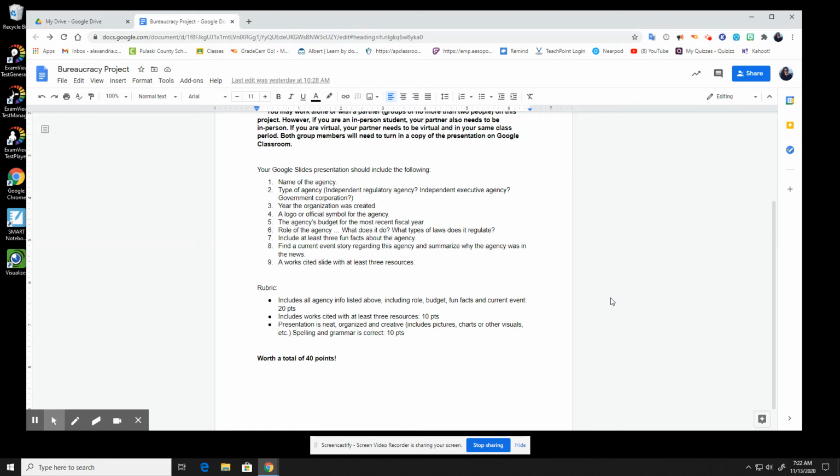the agency's budget for the most recent fiscal year. So for some, you'll be able to find information on 2019. For some, you might only be able to find information on 2018.